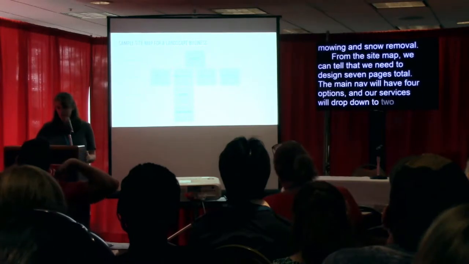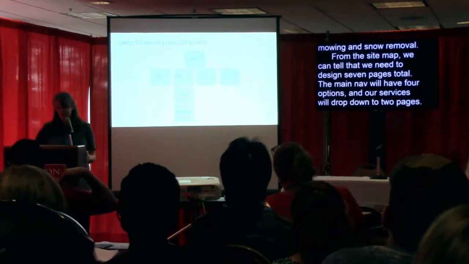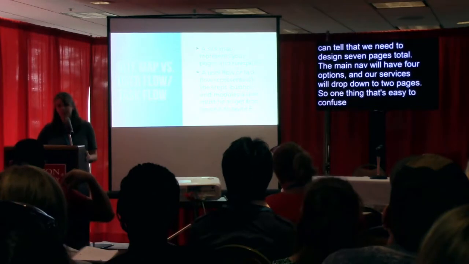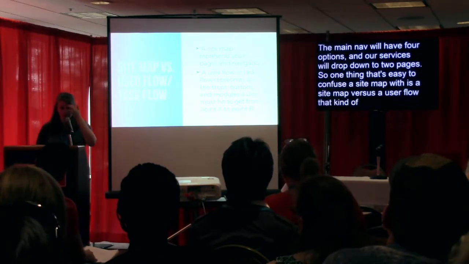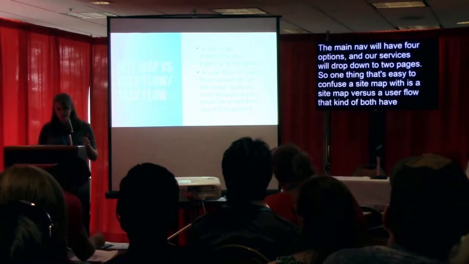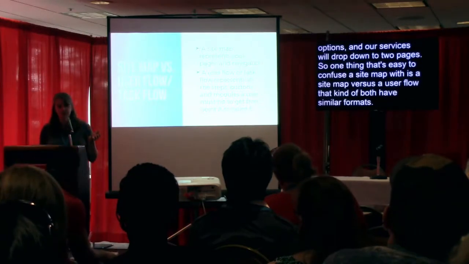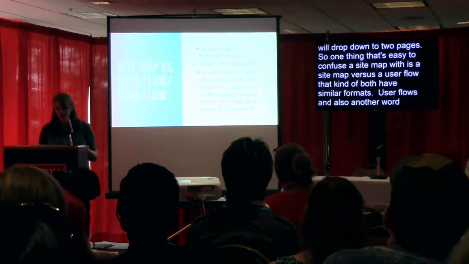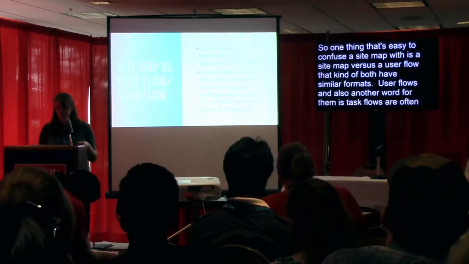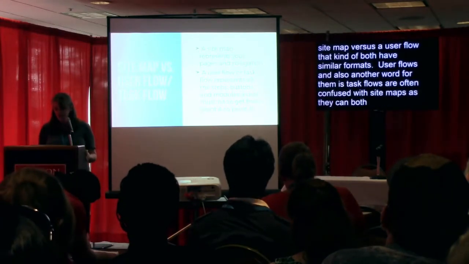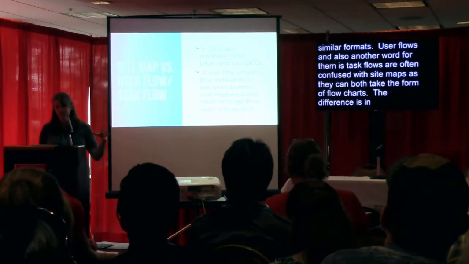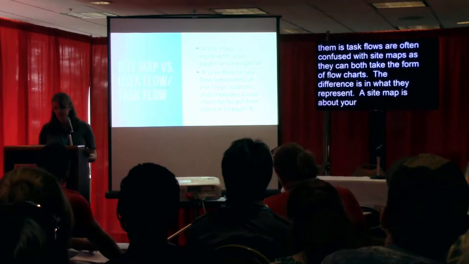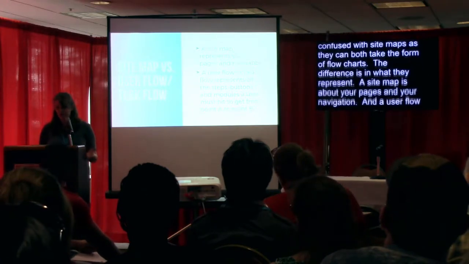One thing that's easy to confuse a sitemap with is a user flow. They kind of both have similar formats. User flows, another word for them is task flows, are often confused with sitemaps as they can both take the form of flowcharts. The difference is in what they represent. A sitemap is about your pages and your navigation, and a user flow is how a user gets from point A to point B.